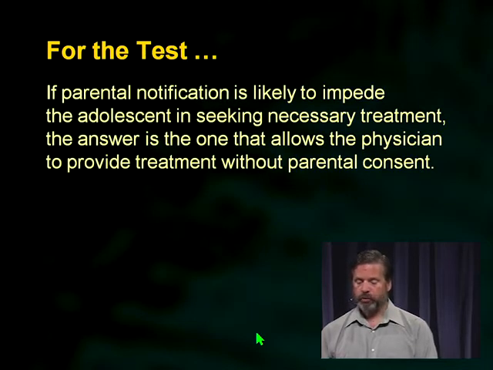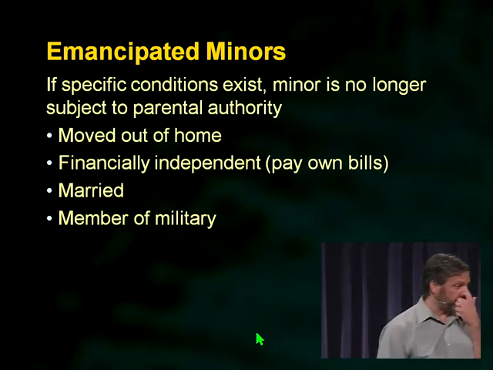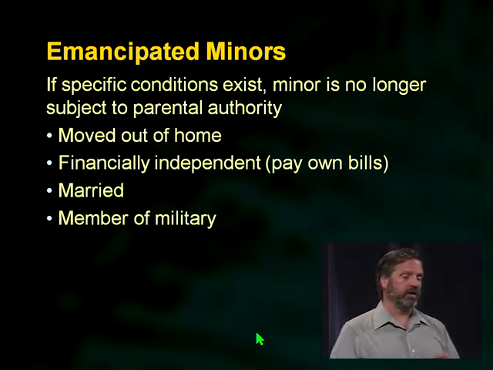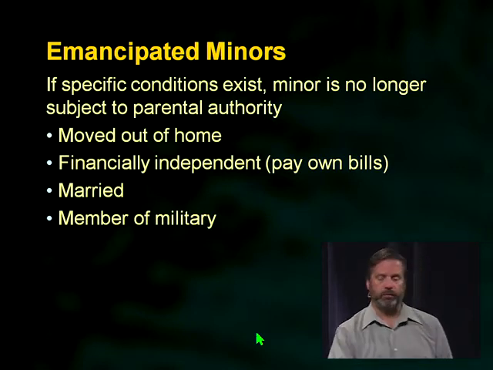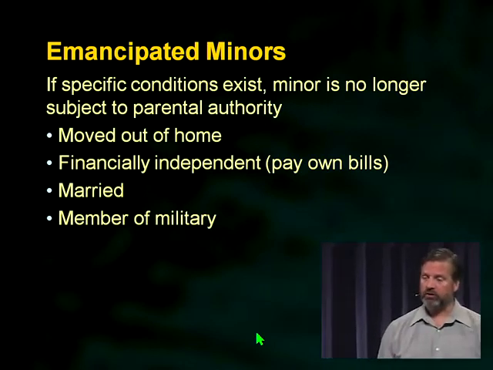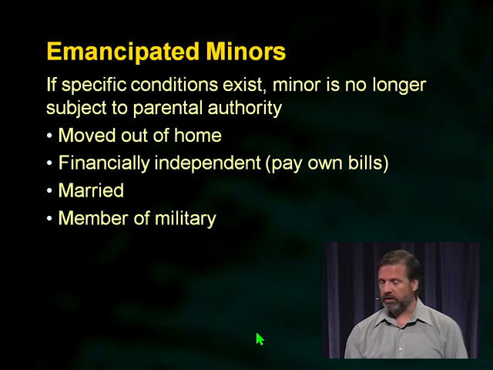So for the test, if parental notification is likely to impede the adolescent seeking necessary treatment, then the answer you should pick is the one that allows the physician to provide treatment without parental consent. Minors, what makes up an emancipated minor? If there's a specific condition that exists, minors are considered to be emancipated. So that is to say that they have earned the right to make decisions independent of their parents. So that is they've physically moved out of the home, that they're financially independent, which means they're supporting themselves, that they have married, or that they become a member of the military.